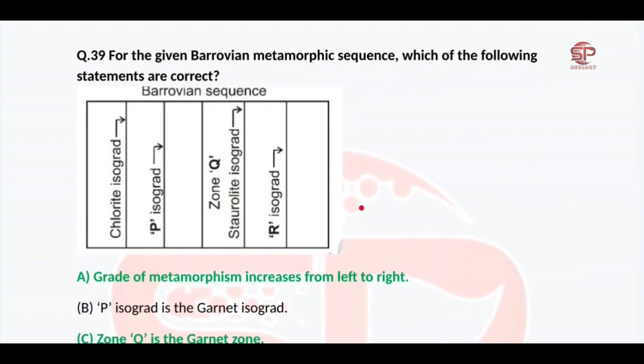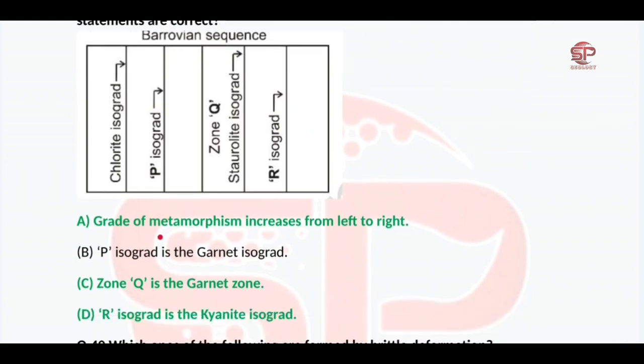And for the given Barrovian metamorphic sequence, which of the following are true? First, this is the chlorite isograd, which means this is the chlorite zone. So the chlorite zone starts from the chlorite isograd. Then after the chlorite zone, the next isograd will be the biotite isograd, and it will be the biotite zone. Then it is the garnet isograd, then the garnet zone, then the staurolite isograd, then the staurolite zone. So the zone starts from the appearance of the isograd. That means P isograd is the garnet zone? No, P isograd is the chlorite zone.